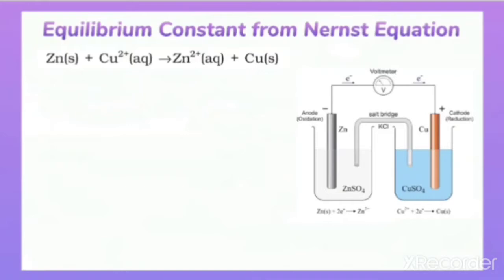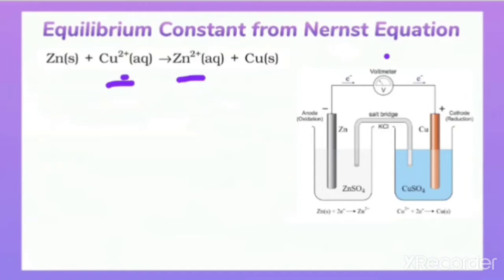When this reaction takes place and as time passes, the concentration of zinc ions keeps on increasing while the concentration of copper ion, that is the reactant here, keeps on decreasing. At the same time, the voltage of the cell as read on the voltmeter keeps on decreasing.